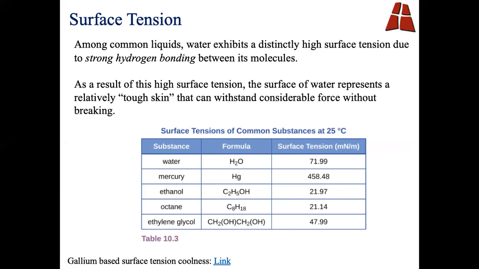And yes, it represents a relatively tough skin. I will point out this link I have posted in the notes here. If you go to that, it's a YouTube video of the surface tension of the element gallium. Gallium, like mercury, can be a liquid at close to room temperature, and it has a very, very high surface tension. I would recommend pulling up that link.